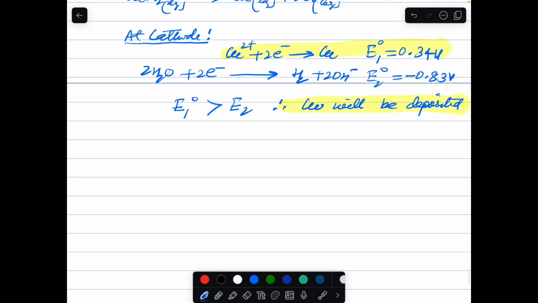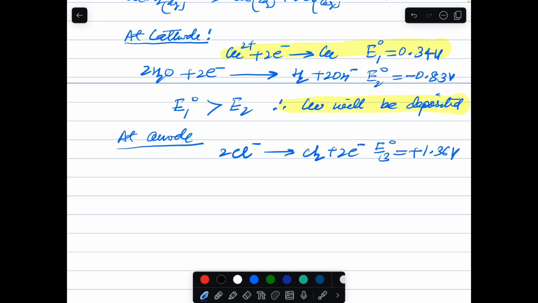Now the second part, at anode. Anode is the positive one, therefore it will attract the negative ion. Therefore your chloride ion will be attracted and you will get chlorine gas by the removal of 2 electron. For this E naught value is plus 1.36 volt. And the second reaction which will compete will be the oxidation of water to give you oxygen gas by the removal of electron. And for this E naught value is plus 1.23 volt.